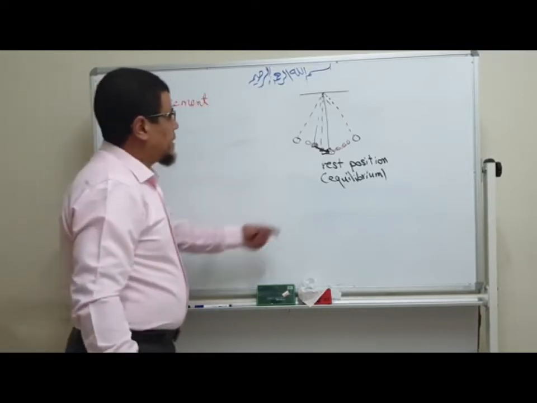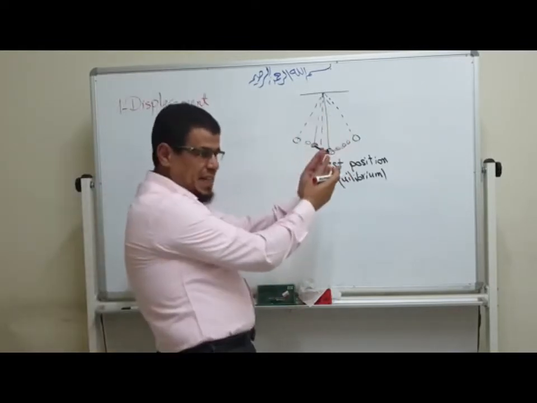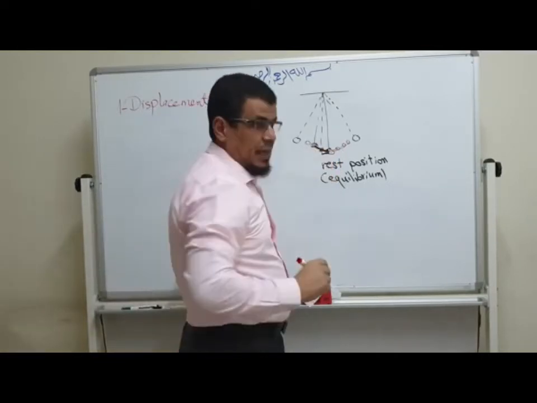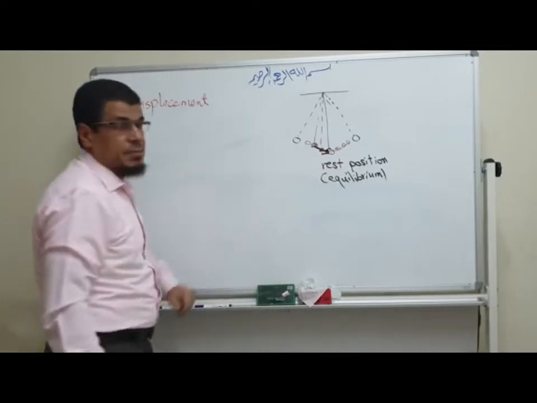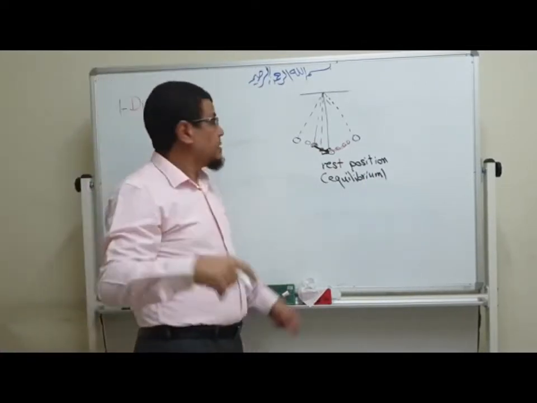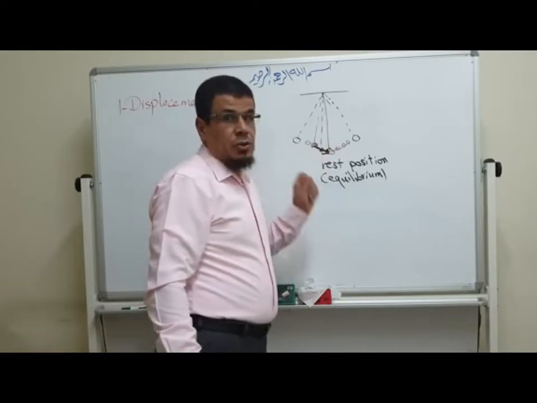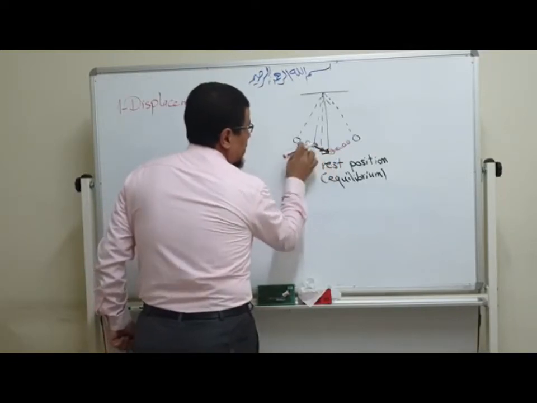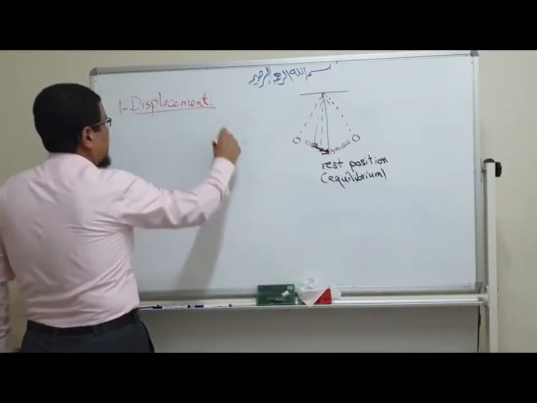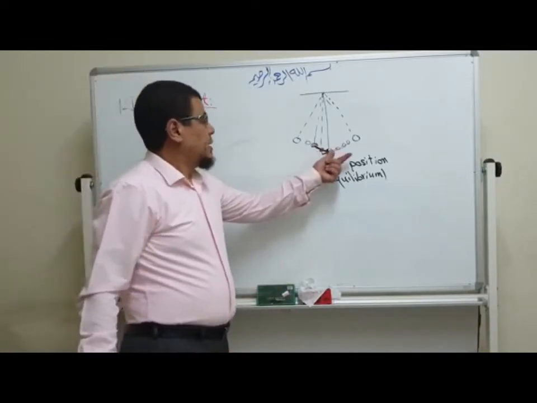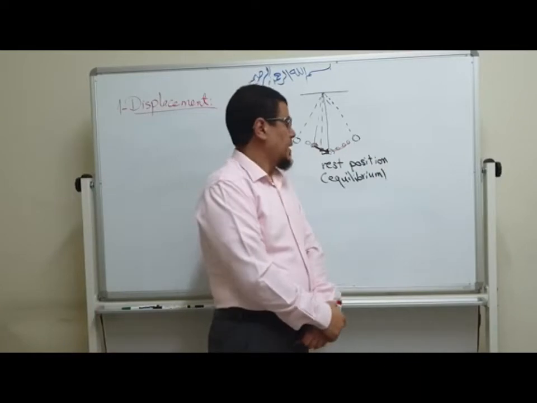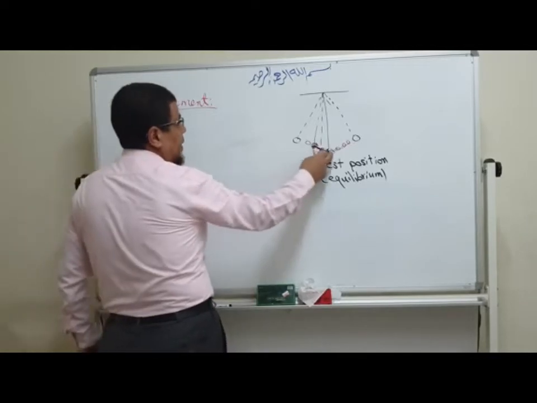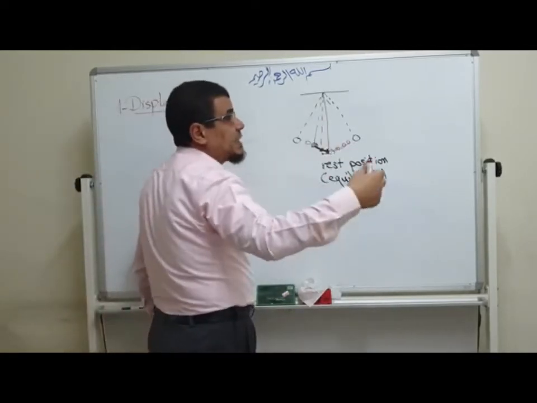Yes, it was here in this place, but I displaced it, or it was displaced from this position to be here. So any distance away from the rest position is called displacement. Again, any distance from the rest position is called displacement. If it is here, here, here, here, any distance from this is called displacement. So the displacement is the distance covered by this pendulum at any time, or the vibrating source or the vibrating object at any time. It is the distance away from the rest position at any time.